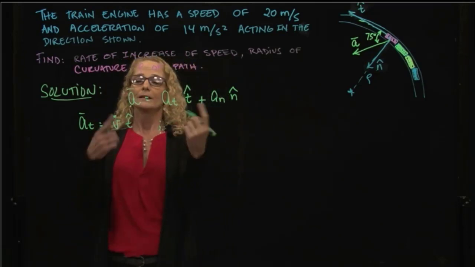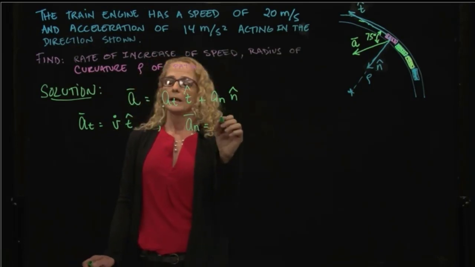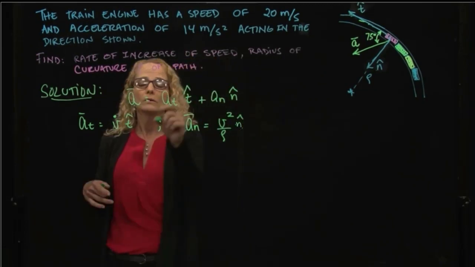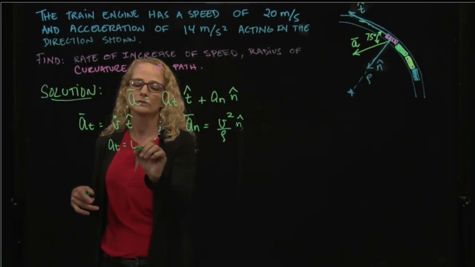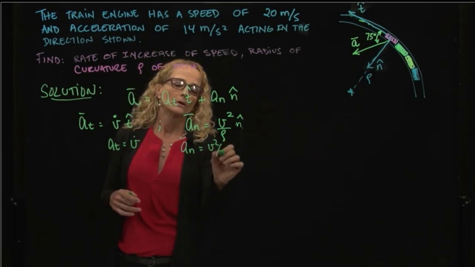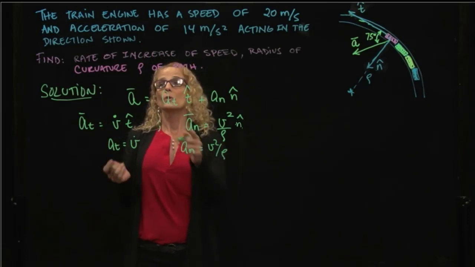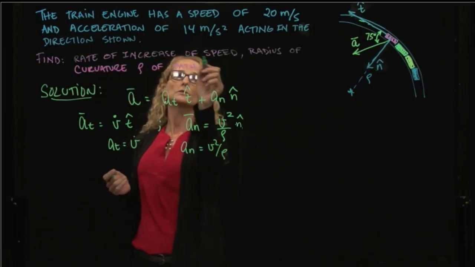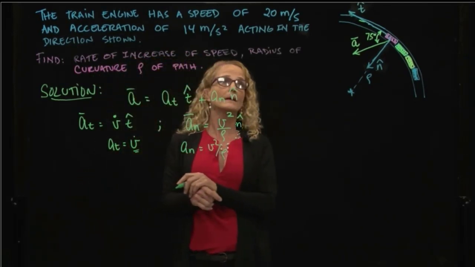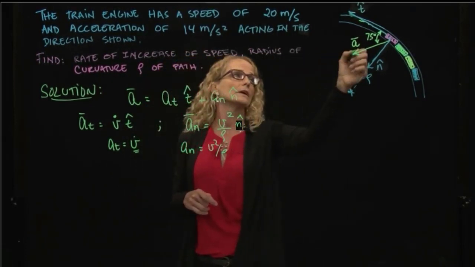How much is the normal? It will be the velocity squared over the radius of curvature. In magnitude, the tangential acceleration is just the derivative of the velocity, and the normal acceleration is just the velocity squared over radius, right? So we want to find the rate of increase of speed. The rate of increase of speed is just this expression right here. And we are given the magnitude and the direction of the acceleration.